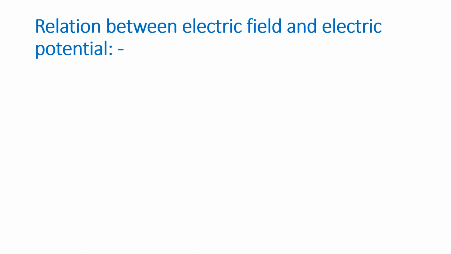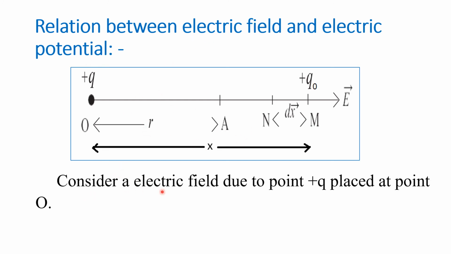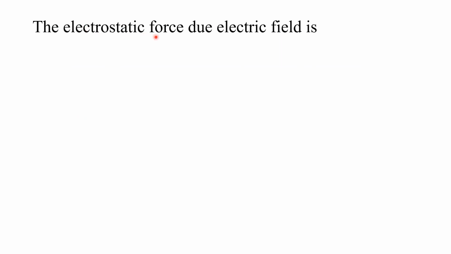In the next article we will see the relation between electric field and electric potential. The figure is the same as that for electric potential. Consider an electric field due to a point plus Q charge placed at a point O. Let q0 be the test charge at a point M situated at a distance x from O. Now the electrostatic force due to the electric field is given by F is equal to q0 E. This is the definition of electric field, equation number 1.